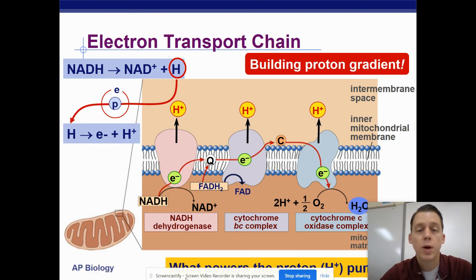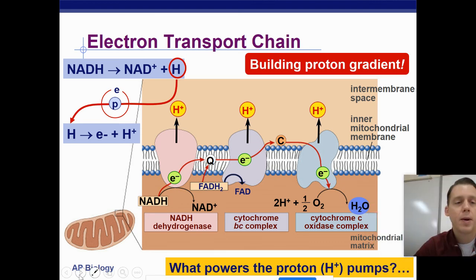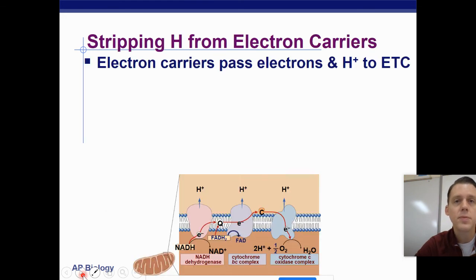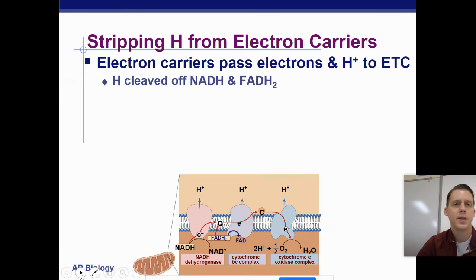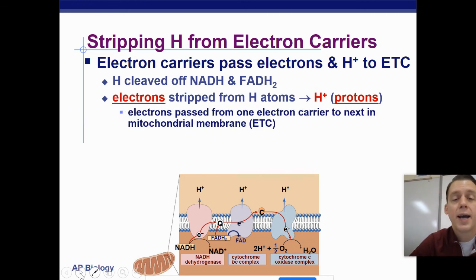So the question here, what powers the proton pumps? So think about that. What is powering the proton pumps? It is the movement of the electrons. So the electron movement is really important. So stripping hydrogen from the electron carriers allows the electrons to pass down the ETC. So the hydrogen is cleaved off, the electrons are stripped, and the electrons are passed from one protein to the next. They go down the chain, getting pulled all the way down.